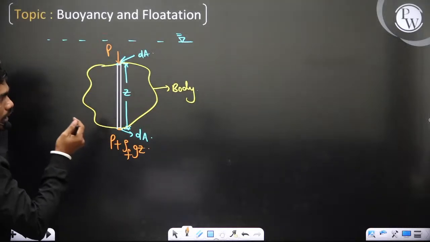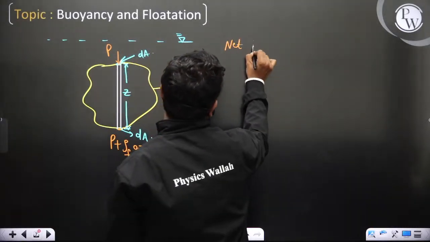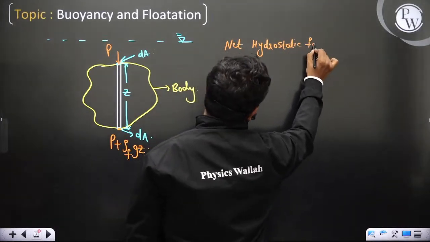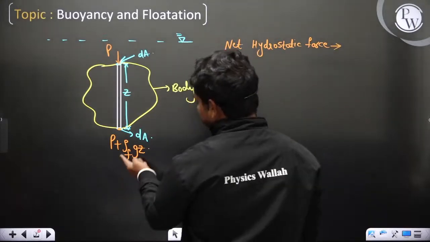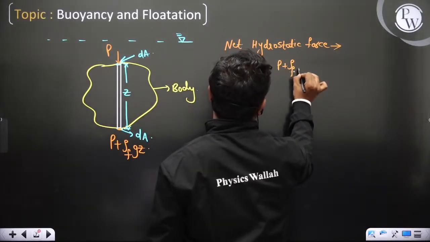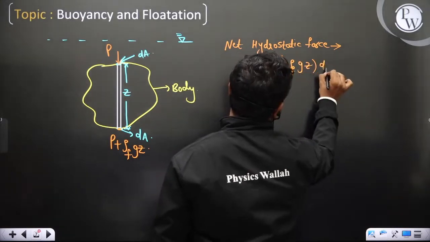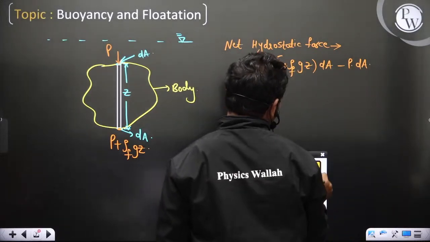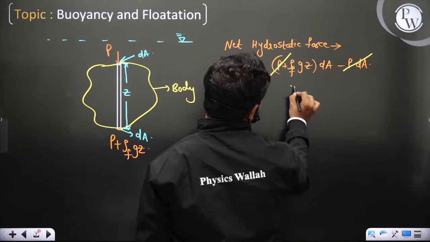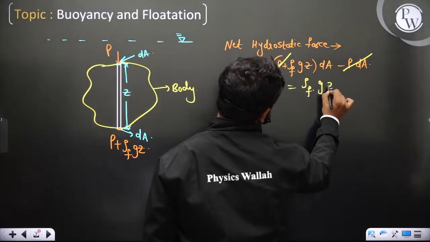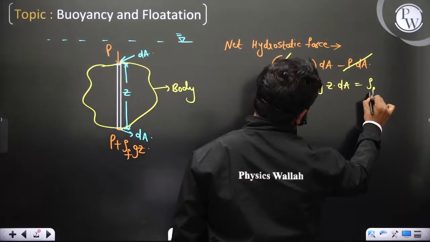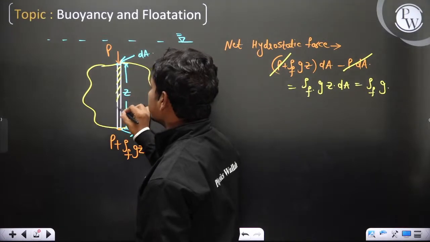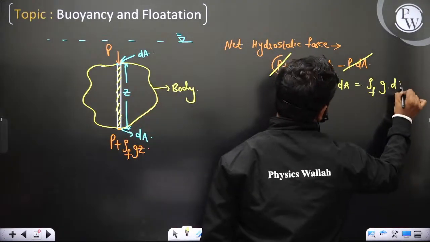If you are talking only about the hydrostatic force, the net hydrostatic force is P plus rho F g Z times dA minus P times dA. Okay, so this P dA gets cancelled, and you have rho F g Z into dA. You can clearly understand that this Z into dA is nothing but the small elemental volume inside the body. Yes or no? So this small elemental volume is dV.